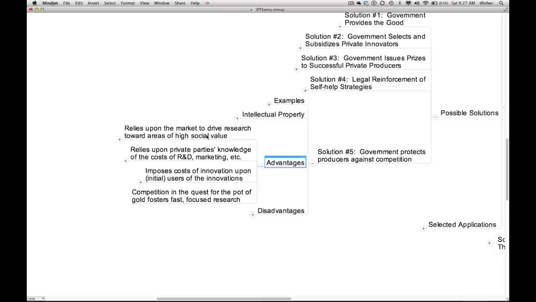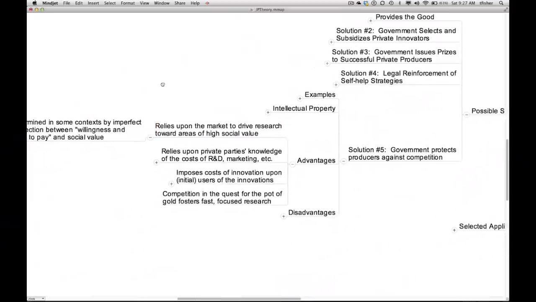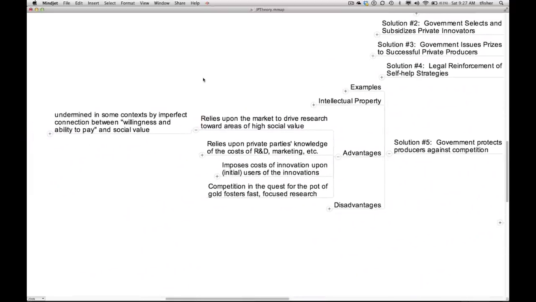First, it relies upon the market to drive innovation toward areas of high social value. Potential creators, knowing that their revenues will be increased by the number of people who will purchase their products, direct their creative energies toward zones where there are lots of potential customers. And that usually corresponds roughly to high social value. Now, not always. Research on new drugs, which tends to focus on ailments that afflict the rich and neglects ailments that afflict the poor, is perhaps the sharpest counterexample. But roughly.